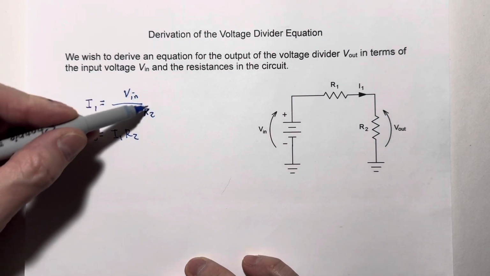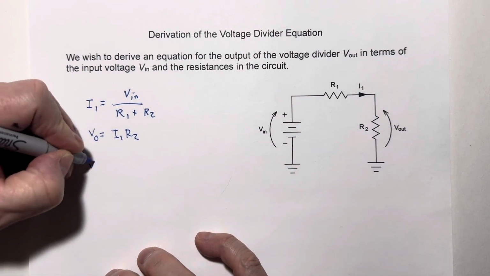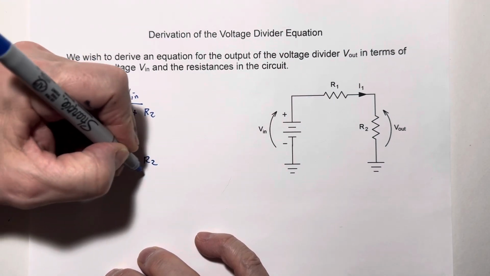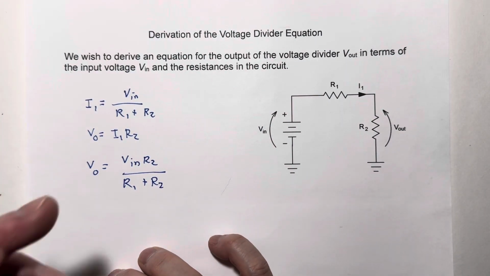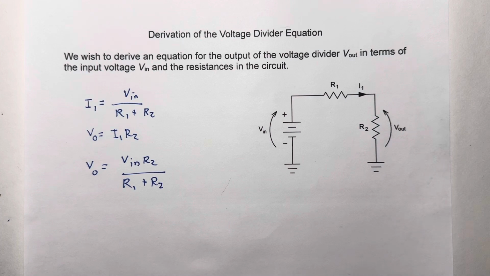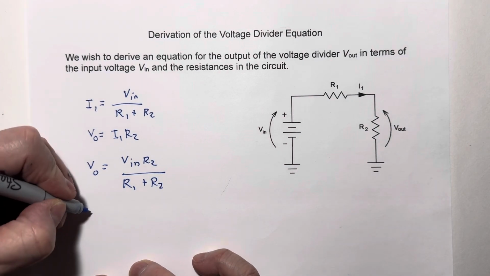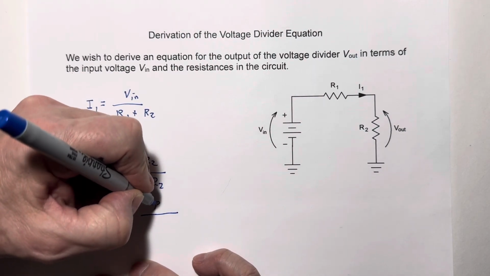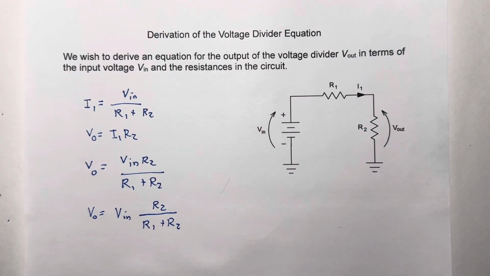And now if we take the fraction and substitute that in for I1 in the second equation, we get V out equals V in times R2 divided by R1 plus R2. Now that's a perfectly acceptable equation, but traditionally what we would do is bring V in out of the fraction, and we get V out equals V in times R2 over R1 plus R2. That's the traditional way we would write the voltage divider equation.